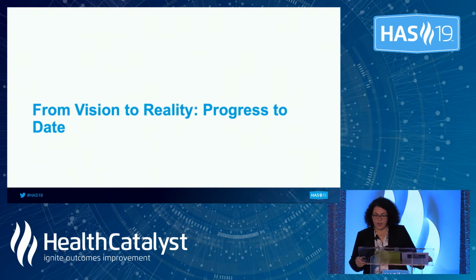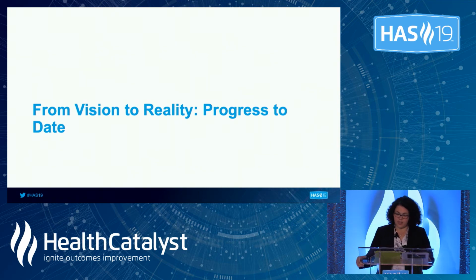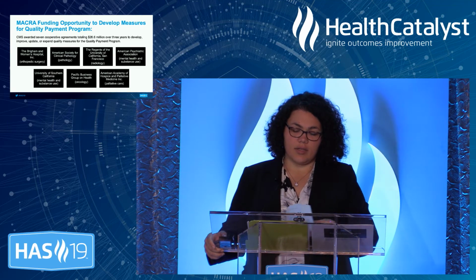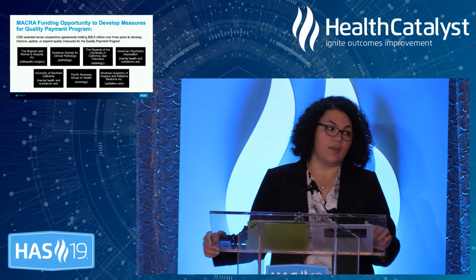We are about a month shy of 2 years of having the Meaningful Measures Initiative. And so what do we have to show for it? What are some of the things that we've been doing and some of the progress we feel like we've been making?